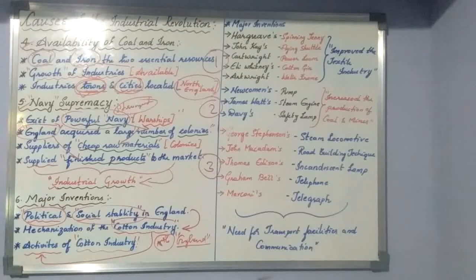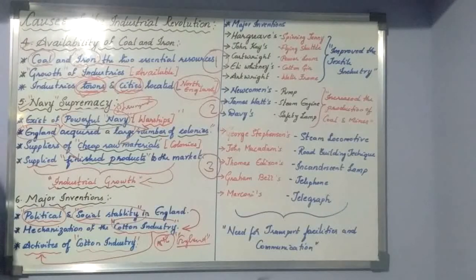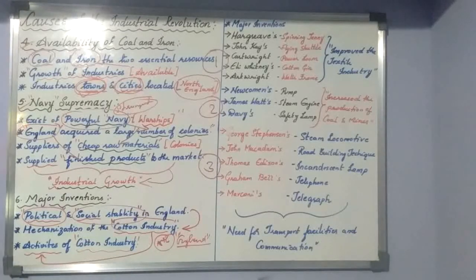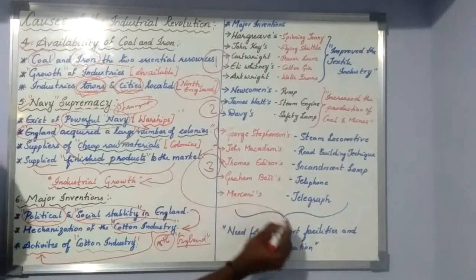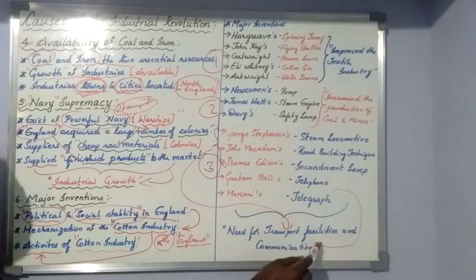For that purpose, George Stephenson came out with the steam locomotive, and John Macadam came out with road building techniques. Thomas Edison came out with the bulb, Graham Bell came out with the invention of the telephone, and Marconi came out with the invention of the telegraph. So three inventions related to transport facilities and two related to communication.